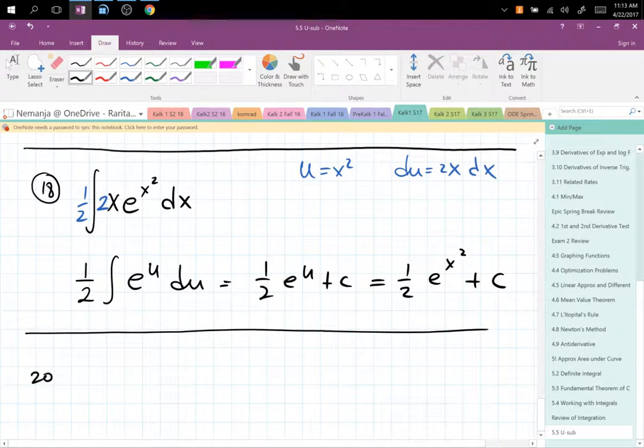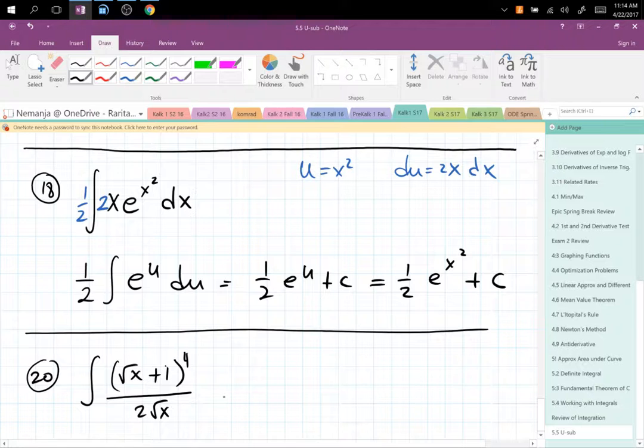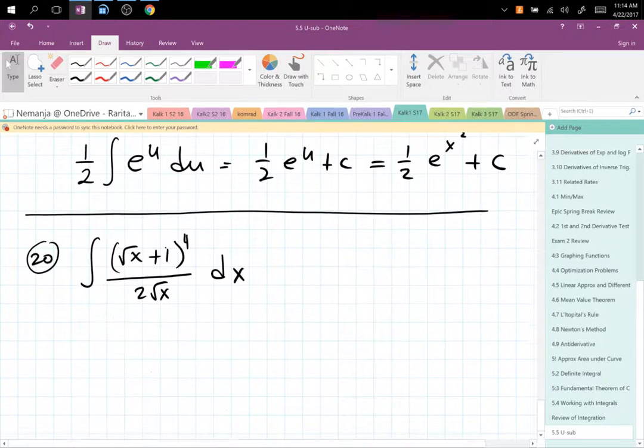Spicier example, problem 20. Integral of the square root of x plus 1, everything raised to the 4th power, divided by 2 root x, dx.